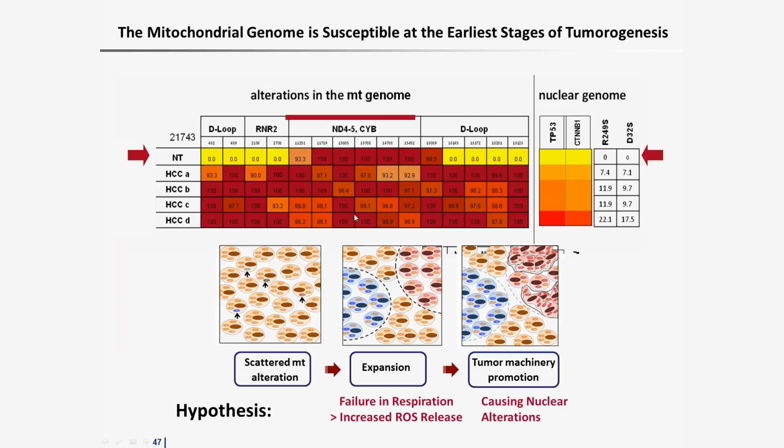And importantly, we could show that mitochondrial alterations precede the nuclear genome alterations, as you can see here. These samples are all from one patient. This is a non-tumor sample, and you have already here, in genes of the respiratory tract, mutations, but no mutations of the nuclear genome.